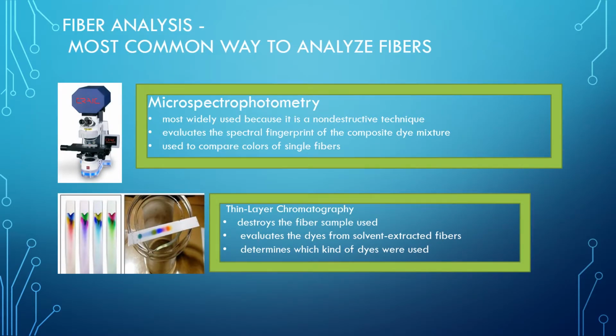Next, I'm going to be talking about fiber analysis, and the most common way to analyze a fiber is with microspectrometry. It's most widely used because it does not destroy the fiber sample. It uses light to determine the color of a fiber and then match to a known sample. Another good method is thin layer chromatography, but this actually destroys the fiber sample. It uses a solvent to determine the exact dyes of a fiber.